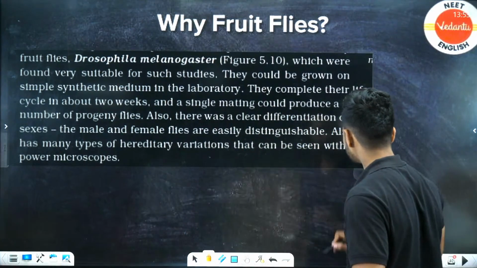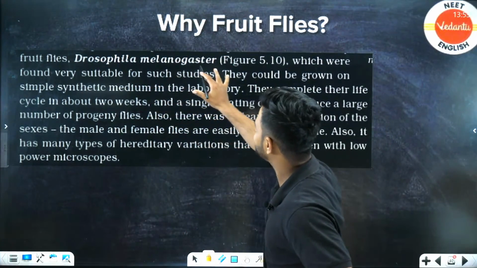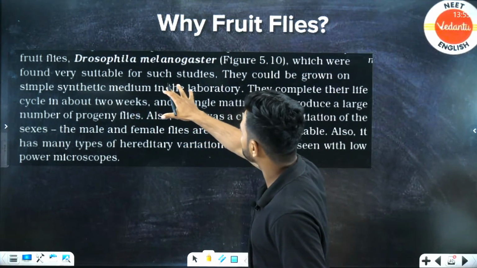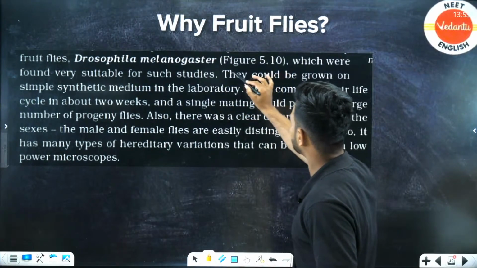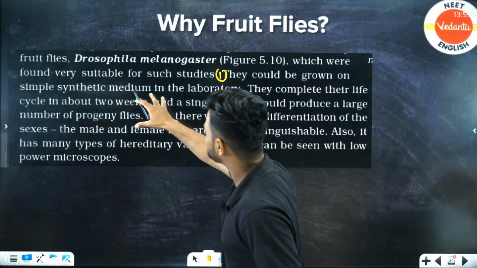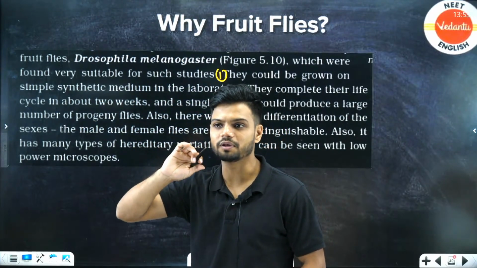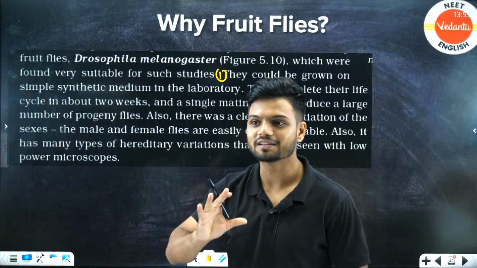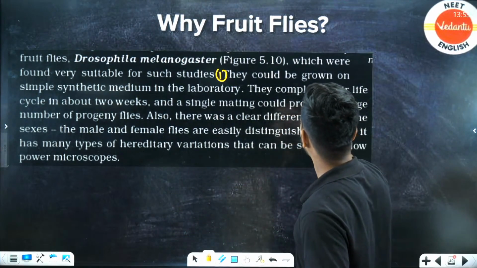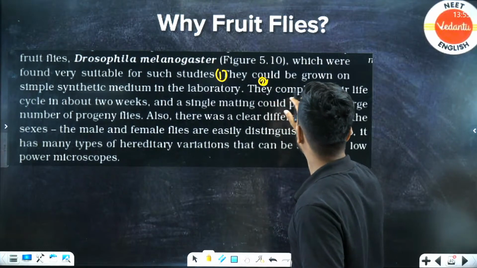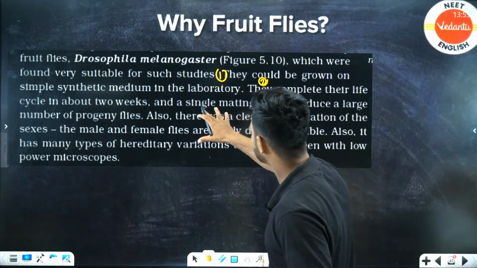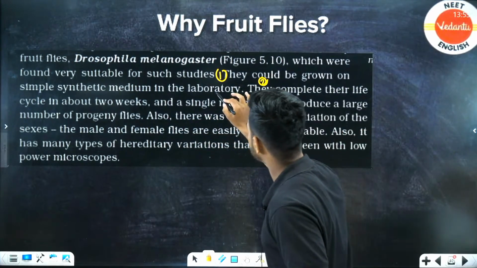Very simple. Drosophila melanogaster was found suitable for the studies. First point, they could be grown on a simple synthetic medium in the laboratory. They can be grown very easily. Point number 2, they can complete their life cycle in about 2 weeks. A single mating could produce a large number of progenies.